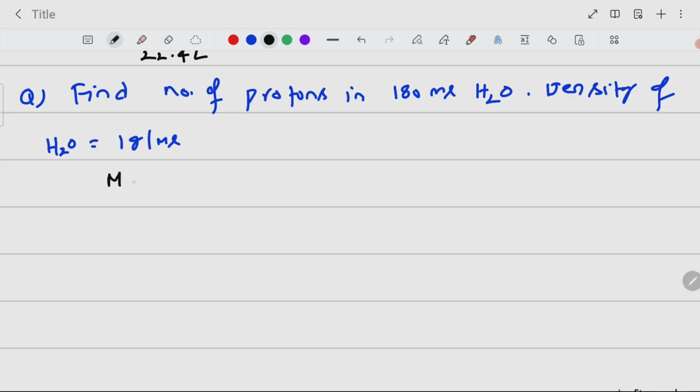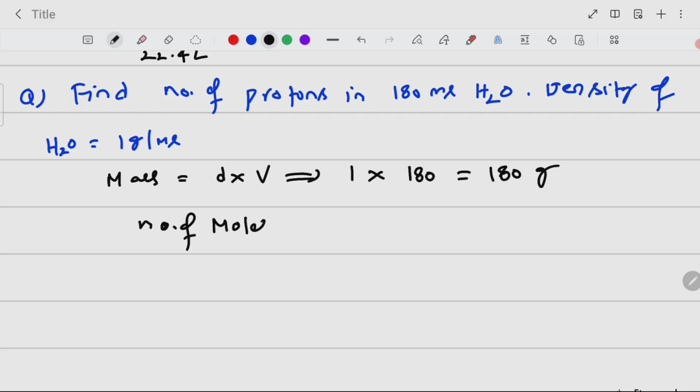Here we know mass is equal to density into volume, where density is 1 and volume is 180, which is equal to 180 grams. Now first you calculate the moles of water before going for the number of protons.